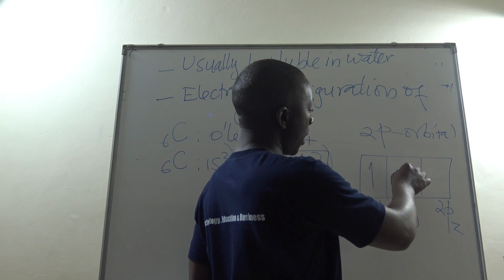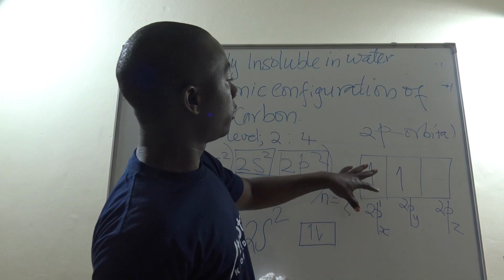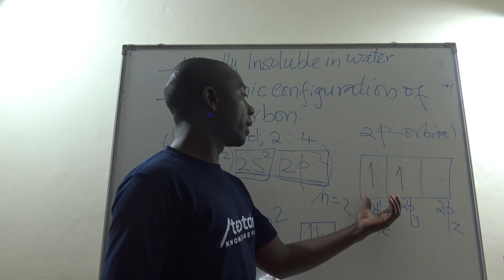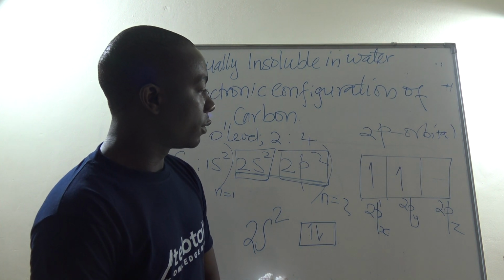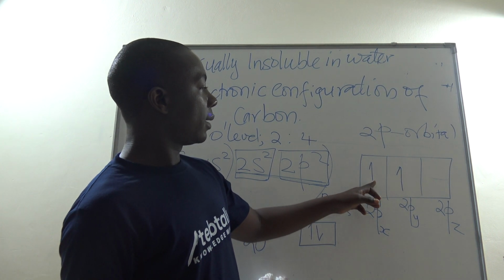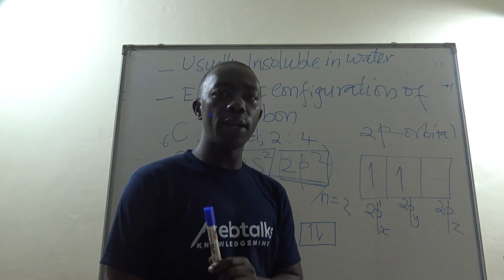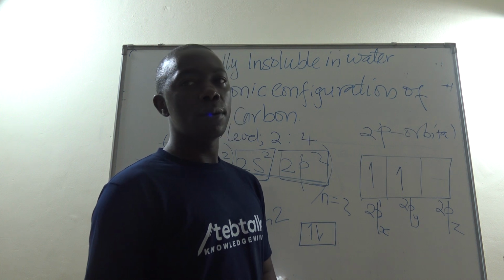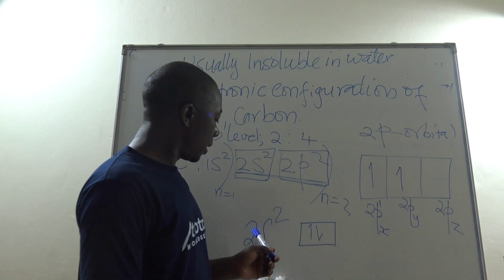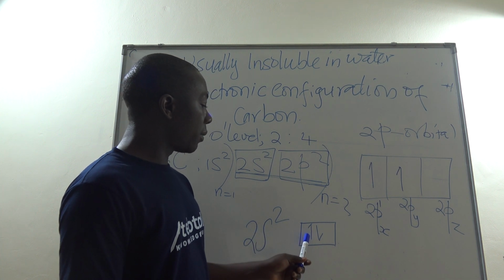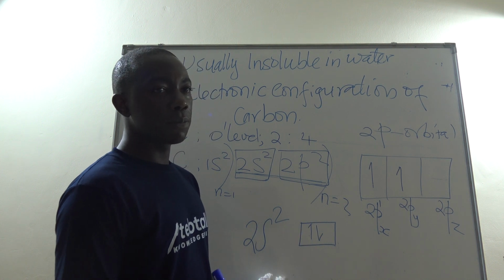Then we go to the 2py, which is also having 1 electron. So these orbitals are already taken up. We don't have any other electron to fill the gap in the 2pz orbital. So therefore we can say that these electrons in the 2p orbital are unpaired. And when they are unpaired, then they participate in chemical reactions. But these ones in the inner 2s orbital are already paired, and since they're already paired, they don't participate in chemical reactions.